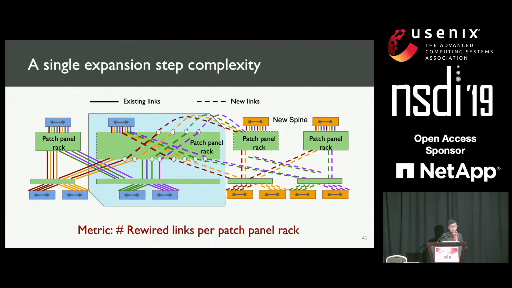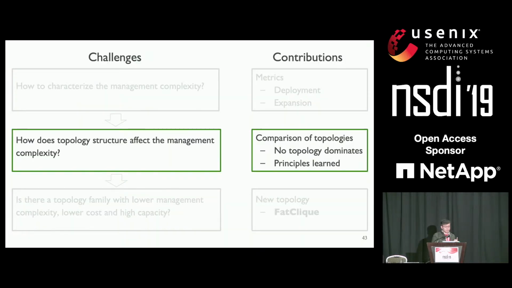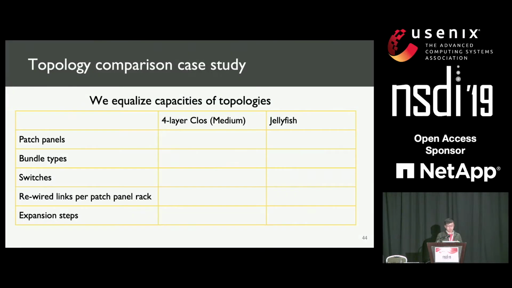Therefore, we use the number of rewired links per patch panel rack as a metric to quantify the single step complexity. As a summary, we end up with 3 metrics to quantify deployment complexity and 2 metrics for expansion complexity. Next, let's look at how the topology structure affects the management complexity.